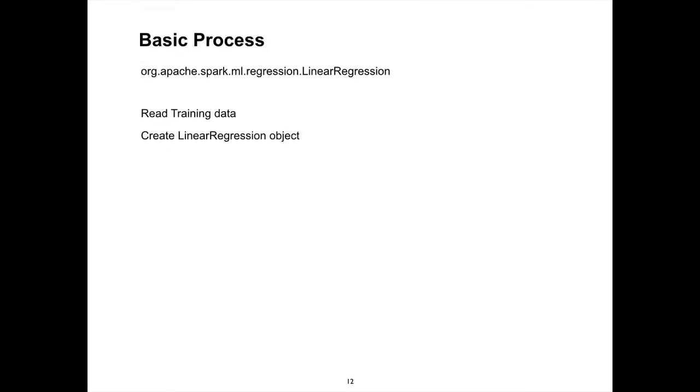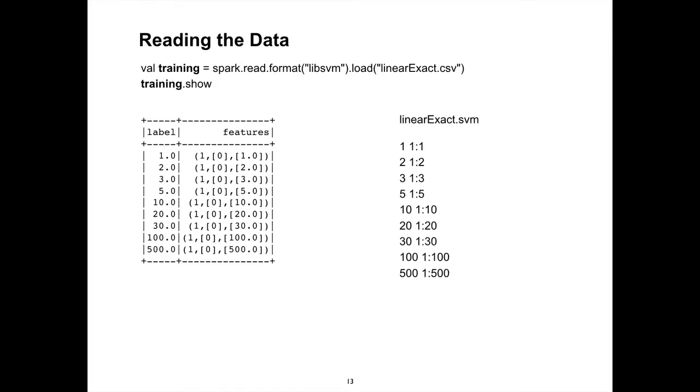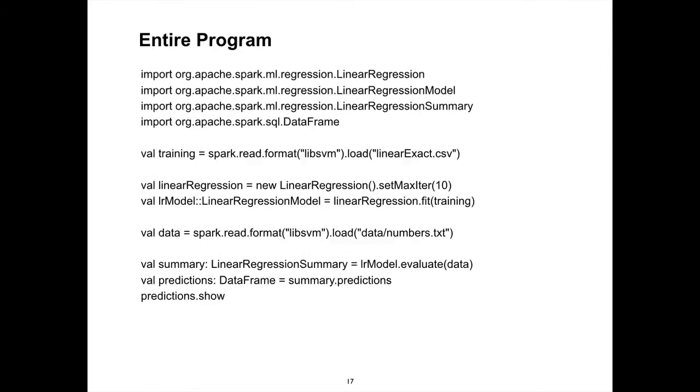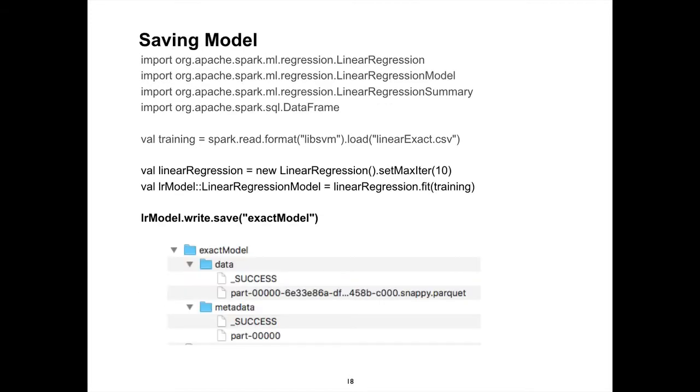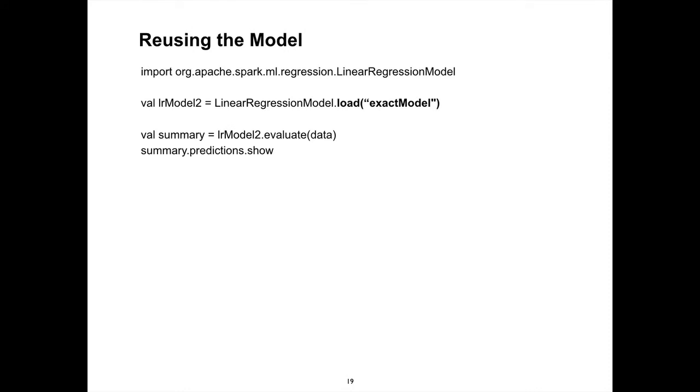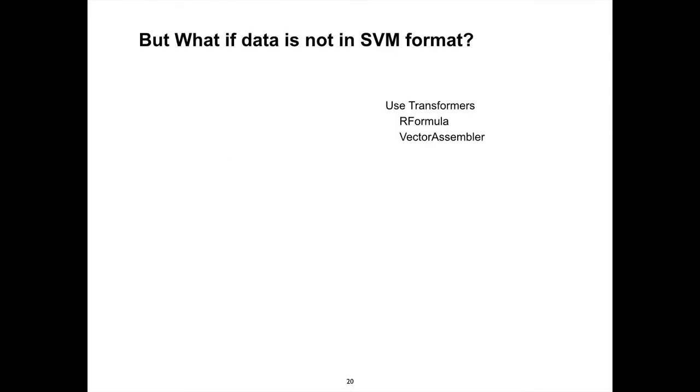Right, so this is just basic linear regression. And then we can save the model and reuse the model. Okay, now what do you do if our data looks like that? How do we then read that data and convert it so we can use it in the regression models?